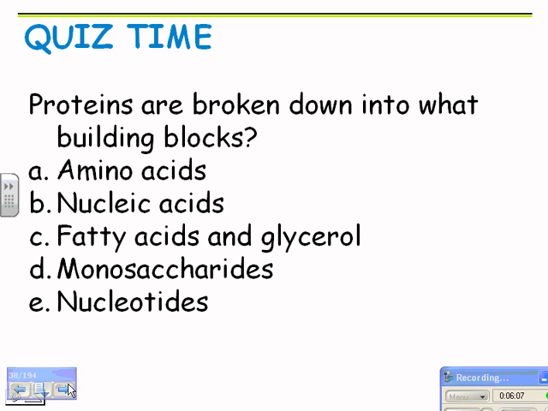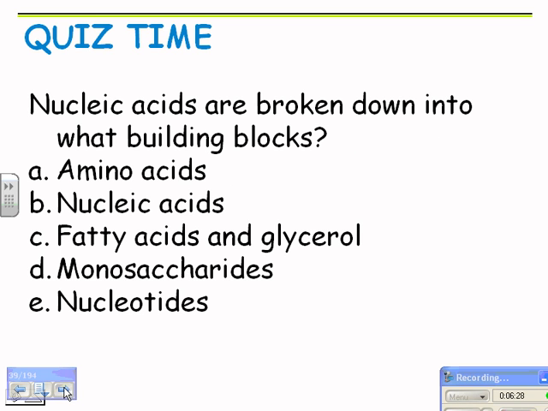Proteins are broken down into what building blocks? So a polypeptide is broken down into the little things that make up proteins. Again, the monomer is what I'm looking for. And so the monomer here is, I knew I messed that up, monomer. The monomer here is an amino acid. Nucleic acids are broken down into nucleotides. And so a nucleotide is the monomer of a nucleic acid.